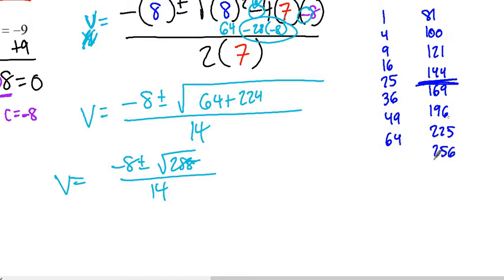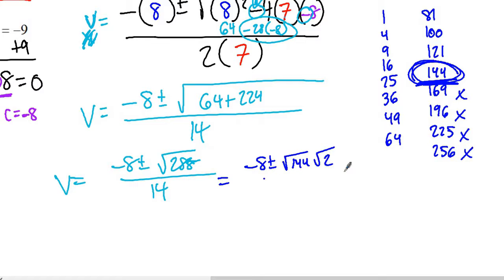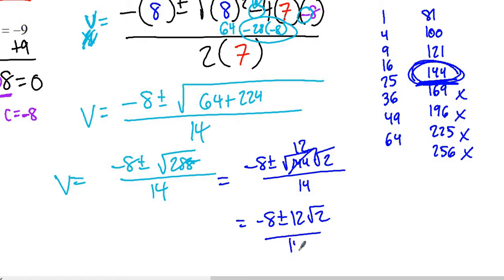We work backwards and see if 288 goes into it. So obviously 288 doesn't go into any of these, but actually 144 does work. 288 goes into that. It happens to be 144 times 2 is equal to 288. So this becomes negative 8 plus or minus this number, which equals 12. So that's the same as 12 root 2 over 14.